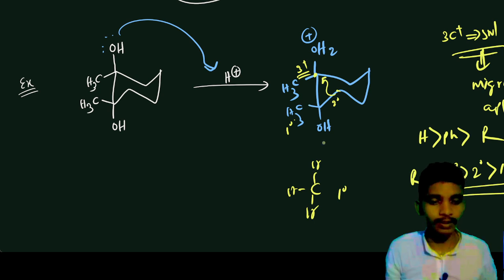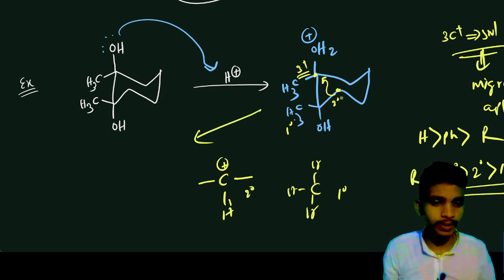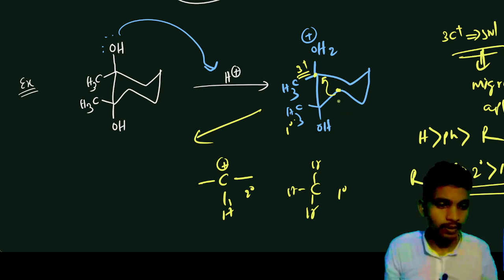This is going to be 1 degree, and this group is going to be here, here is there, and H, H. So this is going to be the 2 degree carbocation. So this one is going to shift here. If it shifts, then let this be negative, and this is going to be positive, the positive charge.